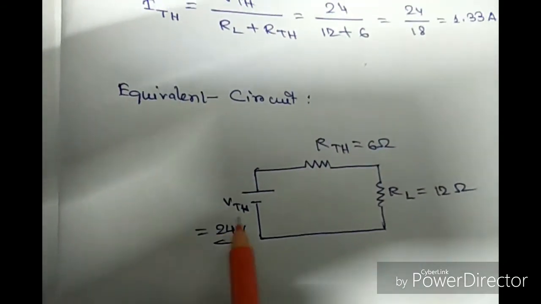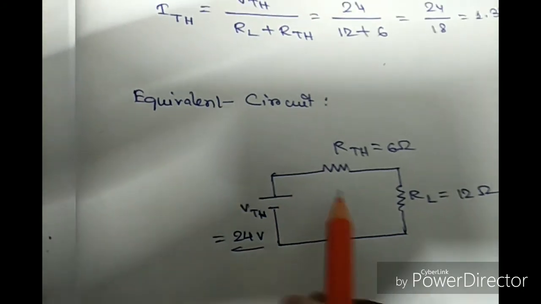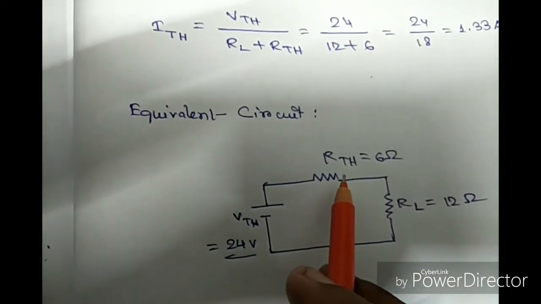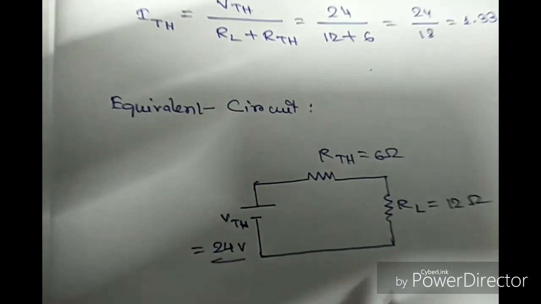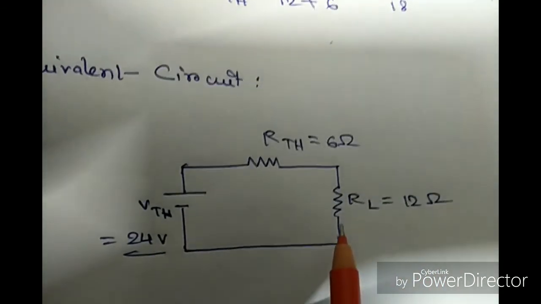Here the Thevenin's voltage is 24 volt, and in series the Thevenin's resistance or equivalent resistance, that is 6 ohm, and here the final load resistance RL is 12 ohm.